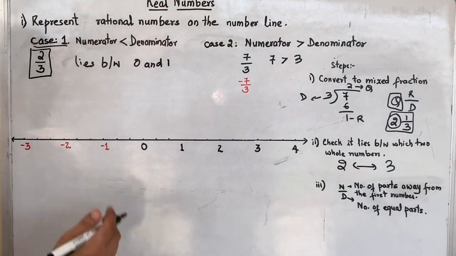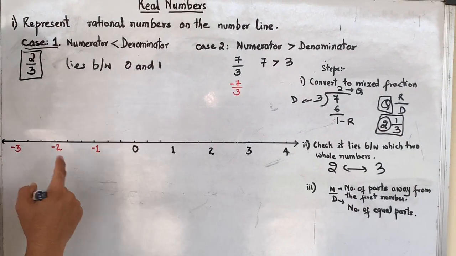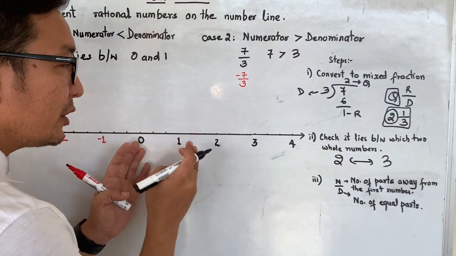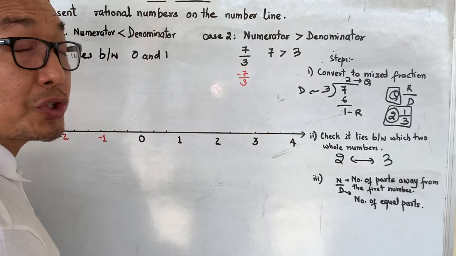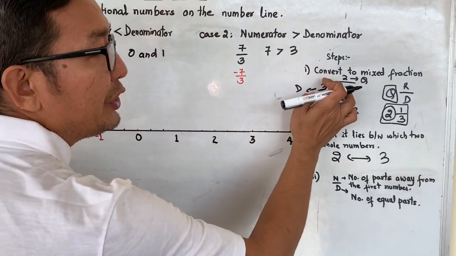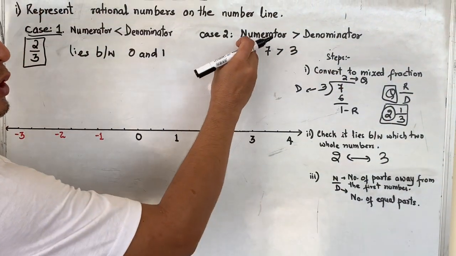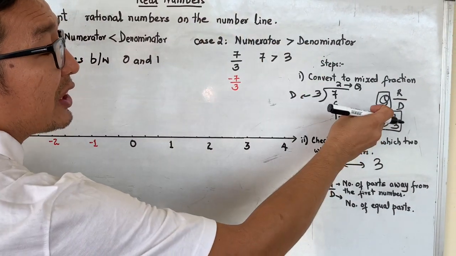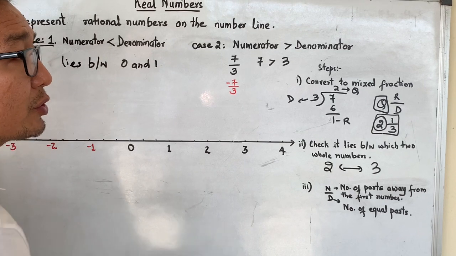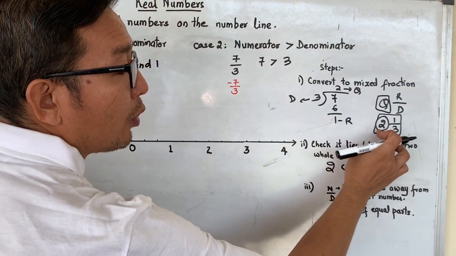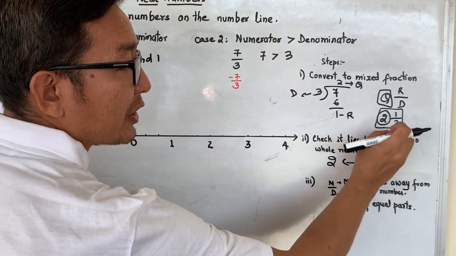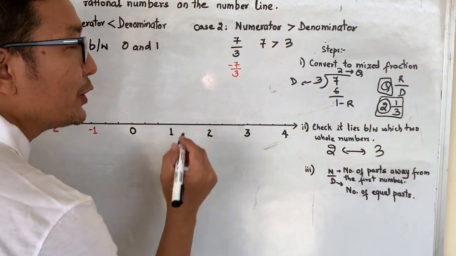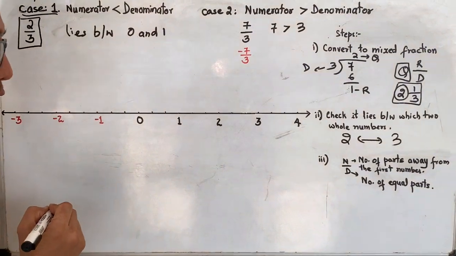For negatives, it lies between 0 and negative 1. So it lies between 0 to 1, or 1 to 2, or 2 to 3. We need to convert the improper fraction to a mixed fraction. In this example, we take the whole number 2 and the fraction, then mark between 2 and 3.